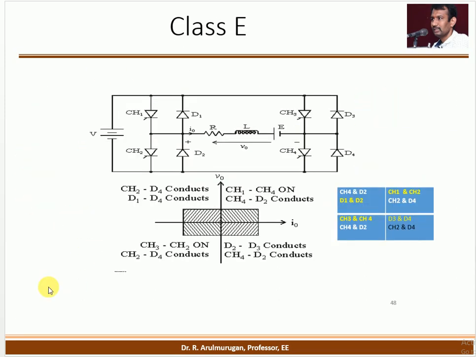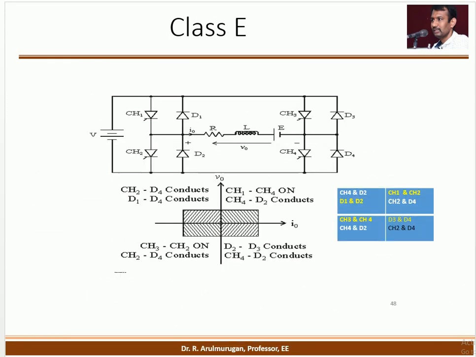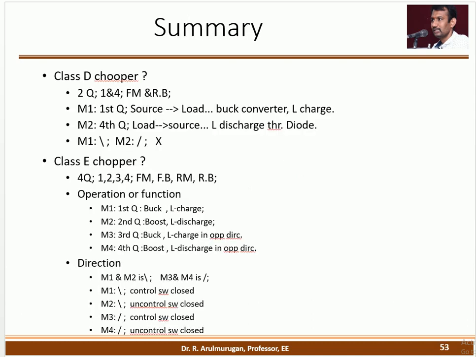Okay. So class E chopper, when you come to that one, the 4 quadrant operations will be completed. So here, if suppose you want to go deeper into that one, I will go deeper. Okay, before that we will go through a summary about what is a class D chopper.